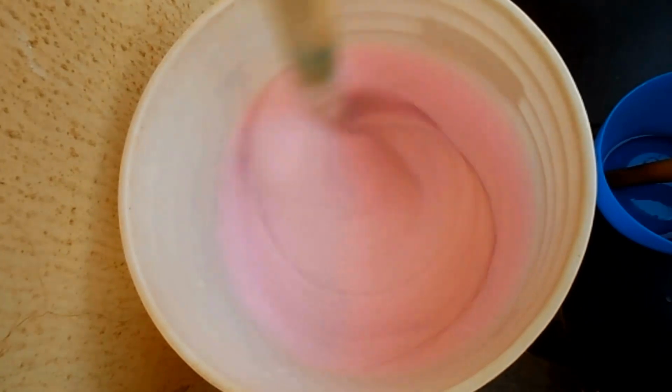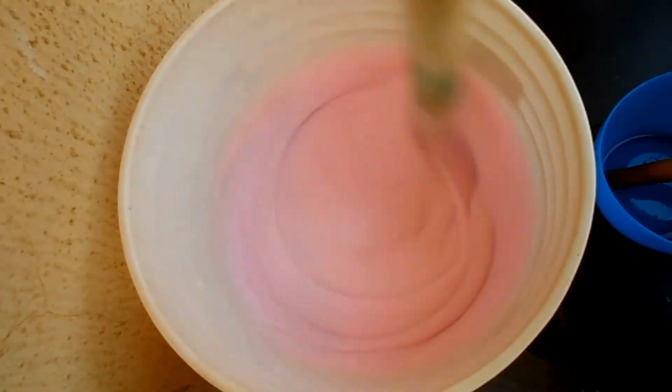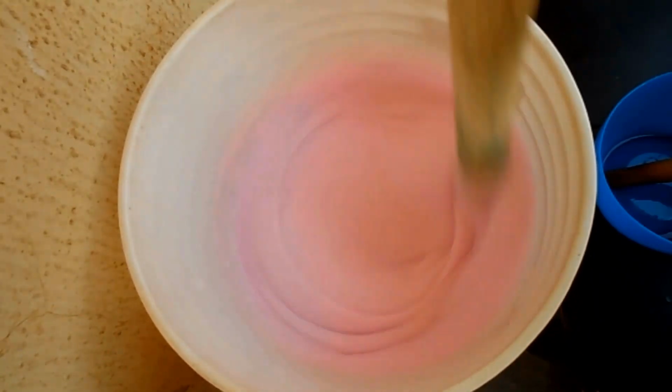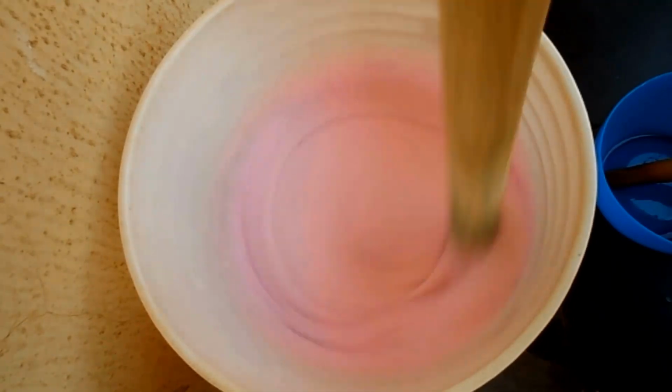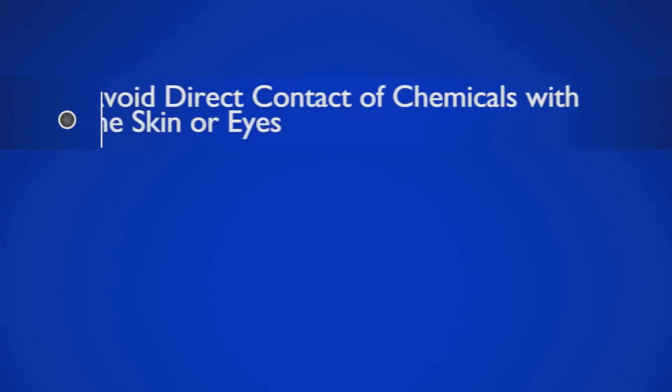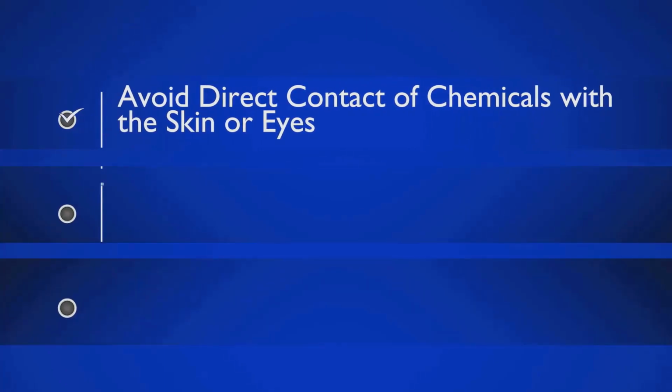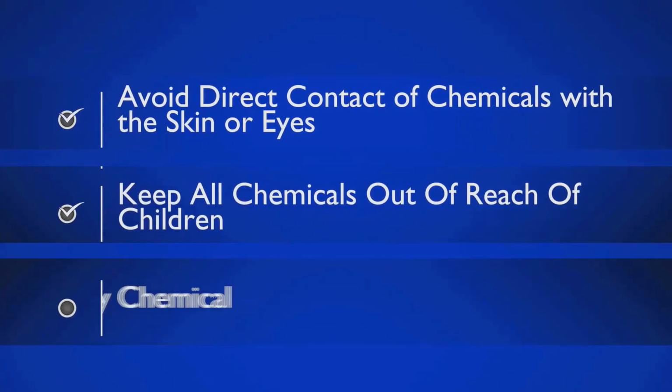Now before we go through the production process proper, let's go through the safety precautions you will take as you do this preparation. Avoid direct contact of soap chemicals with the skin or eyes. Keep all chemicals out of reach of children and do not taste any chemical.